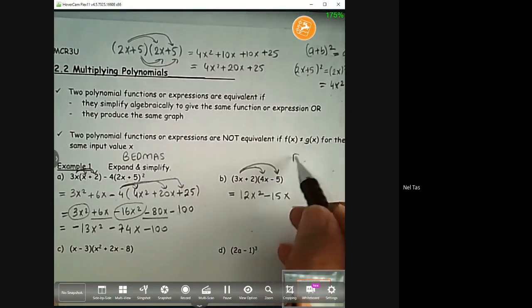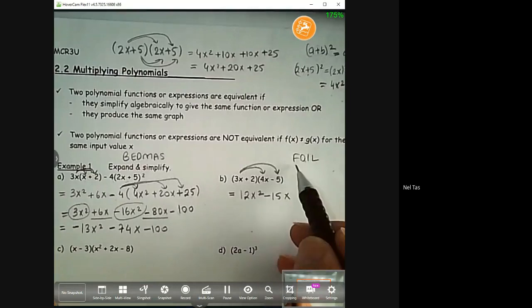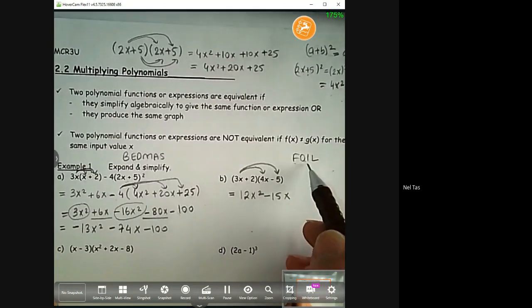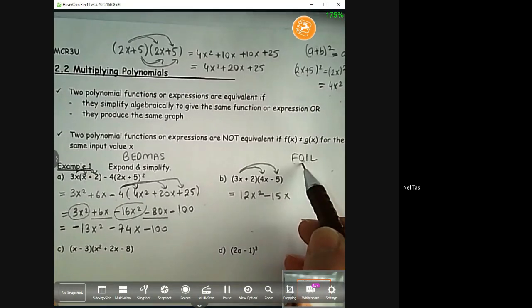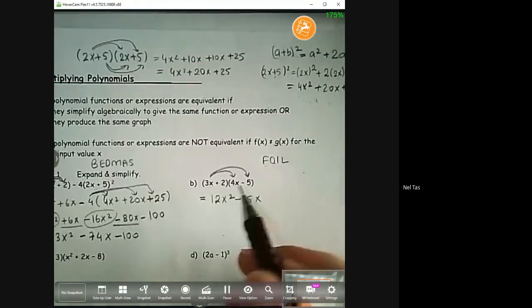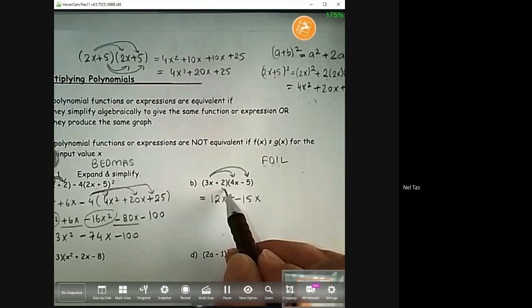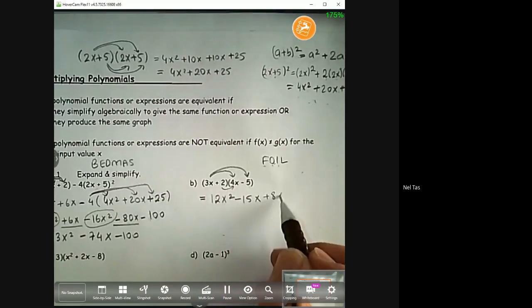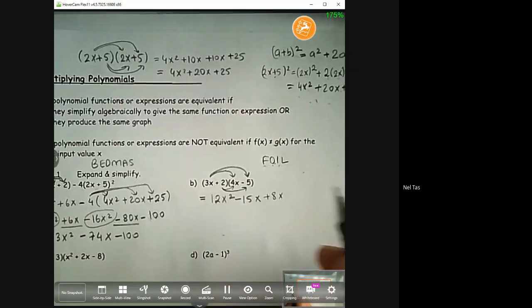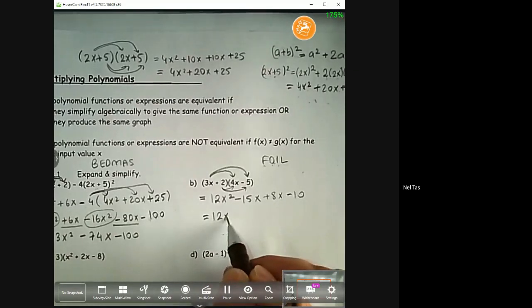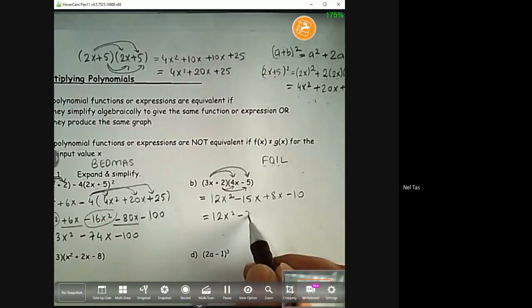So let me write FOIL here. Okay, so F represents the first terms, O outside terms, I inside terms, L last terms. Okay, so now we did F and O. I, inside terms, 2 times 4x, 8x. 2 times negative 5, negative 10. Now collect like terms, negative 7x minus 10.